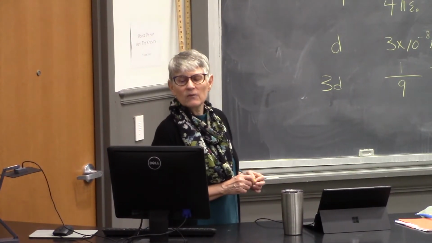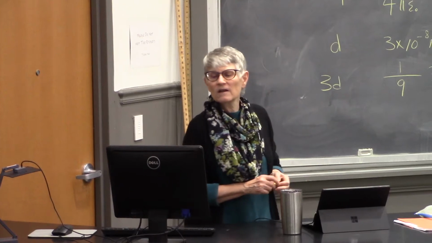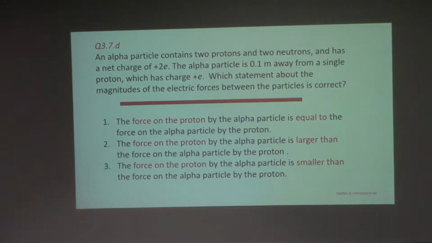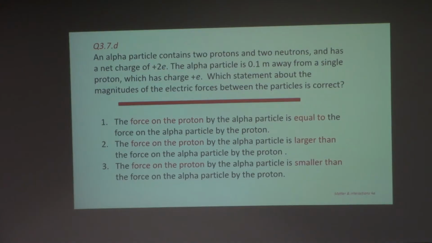All right. Okay, we have an alpha particle and a proton. Alpha particle has a charge twice that of the proton. They're 0.1 meter away from each other. Which statement about the magnitudes of the forces the particles exert on each other is correct?